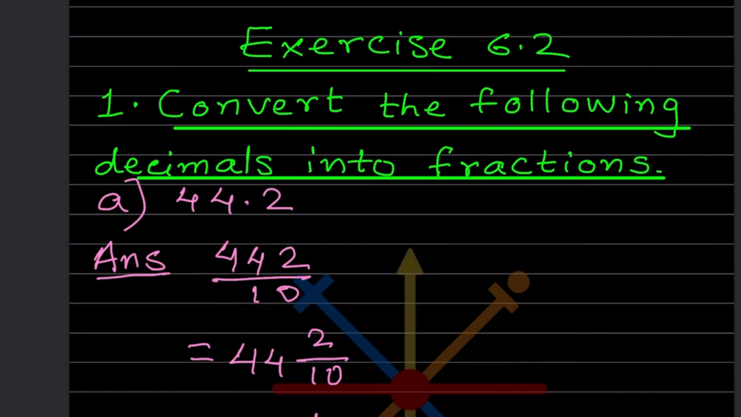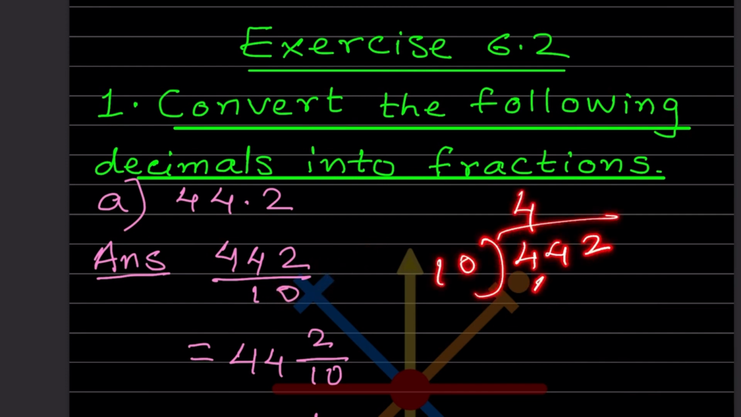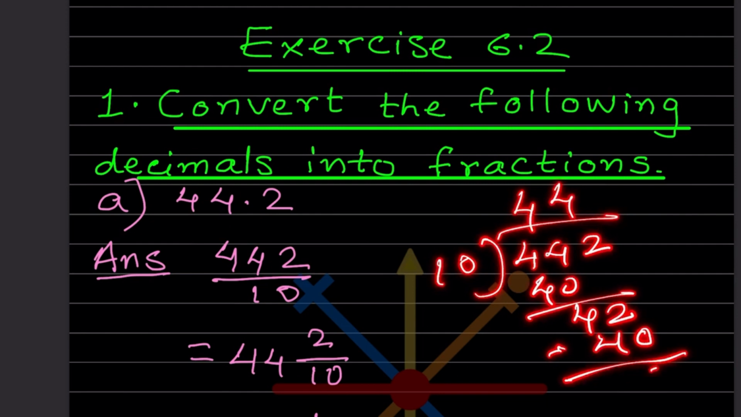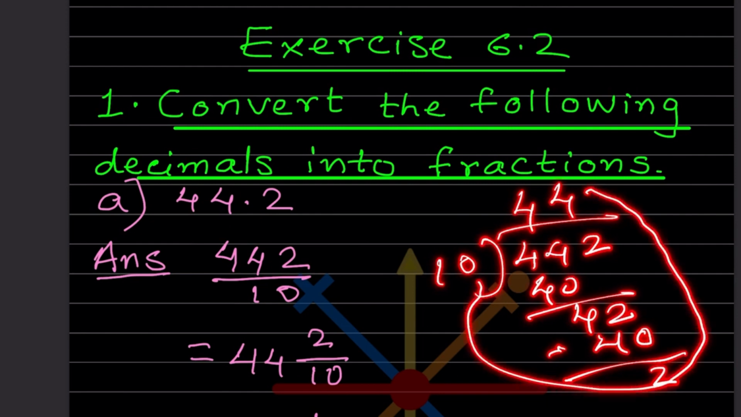Now this decimal is gone. So now we have to simplify this number further. 442 divided by 10. 10 fours are 40. Here is 42. Again here, 10 fours are 40, so what remains here is 2. So how are we going to write it? 44 integer 2 by 10.